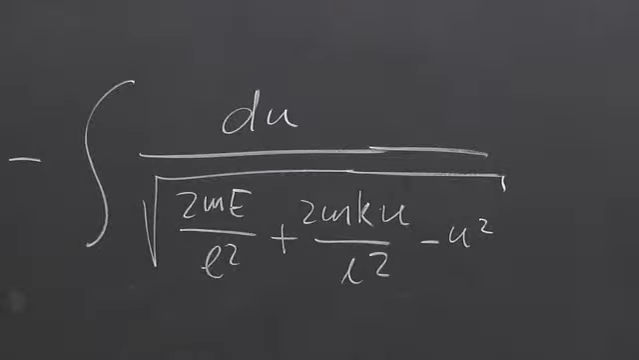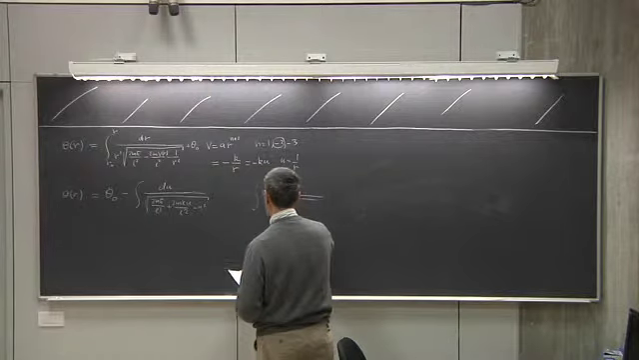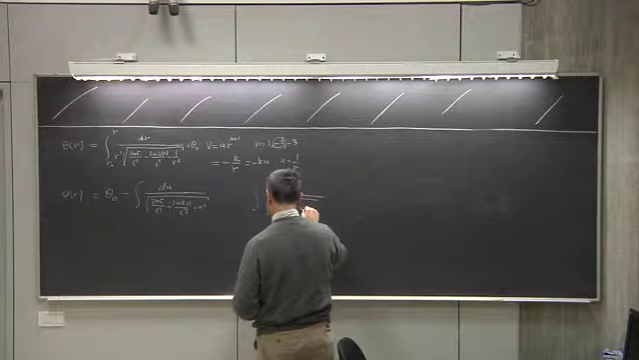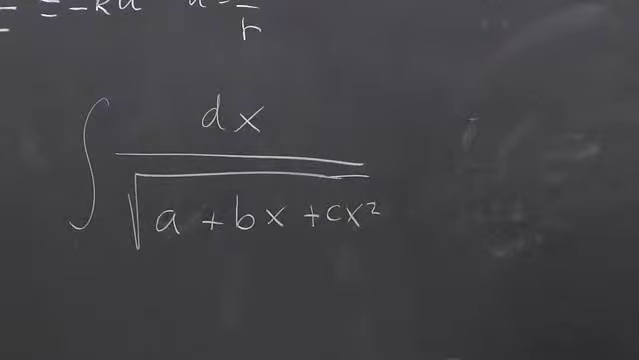It's in this form here: a x squared plus b x plus c, let's say in general. So this is the integral you find in the book.